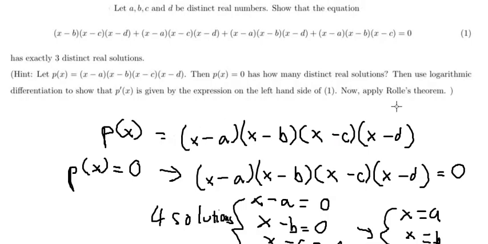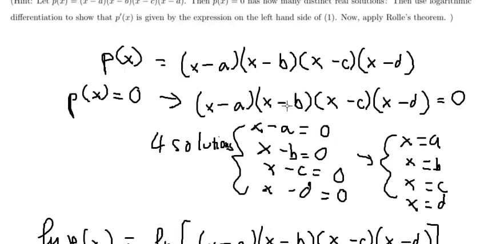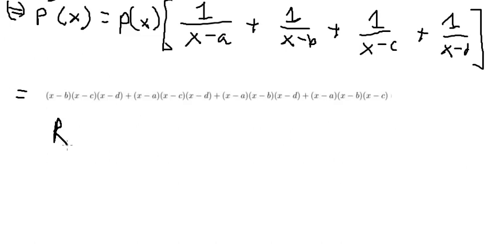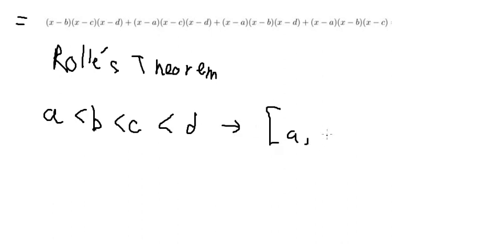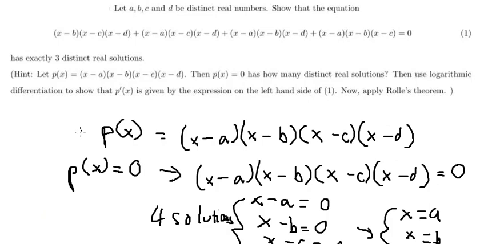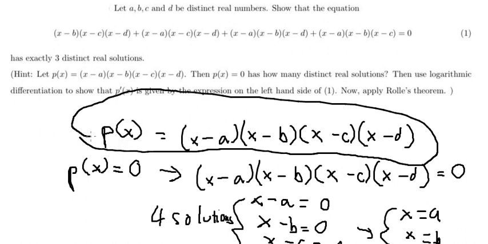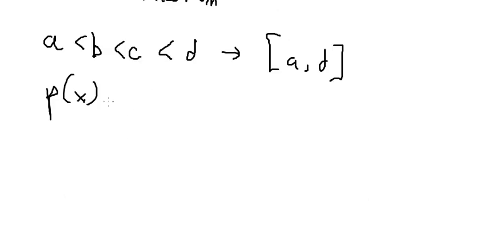Now the next one, we need to apply Rolle's theorem. Now let's say I will put the order a, b, c, d in this order like this, and we will have the interval from a to d. According to this one, p(s), this function is continuous from negative infinity to positive infinity. Because it is continuous on the real numbers, this interval should be continuous.